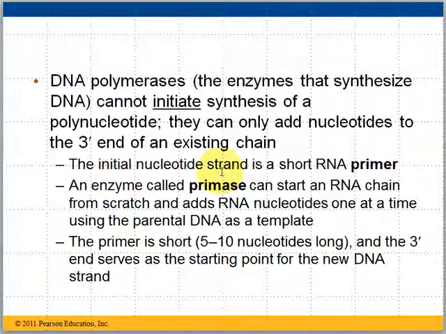So what has to happen is you have to create what's called a primer. A primer is a short initial nucleotide strand that's made out of RNA. Remember, RNA is a different type of nucleic acid chain, ribonucleic acid. So you have to have a primer made out of a little RNA chain, and the enzyme that makes this little primer is called primase.